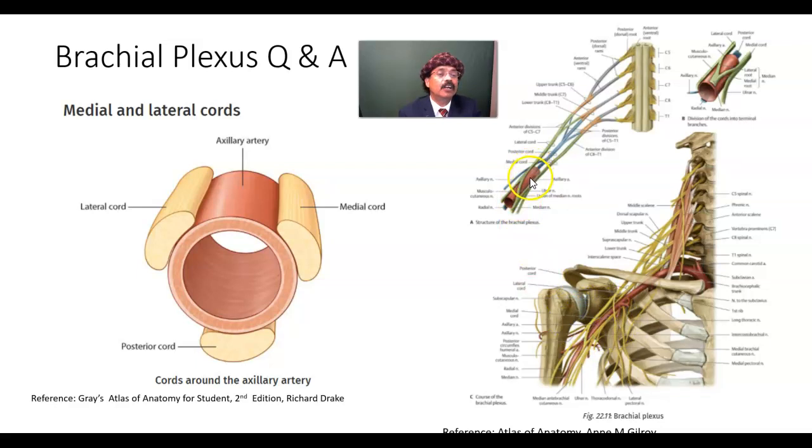Okay, this is the axillary artery. So we got the median nerve, we got the medial cord, we'll get the lateral cord here, lateral to that, posterior cord is posterior to it. Okay, we got that.